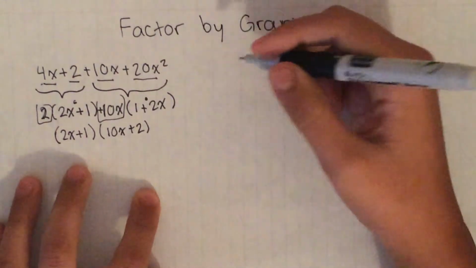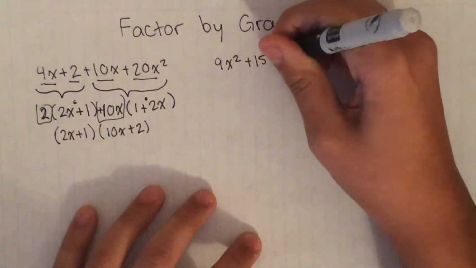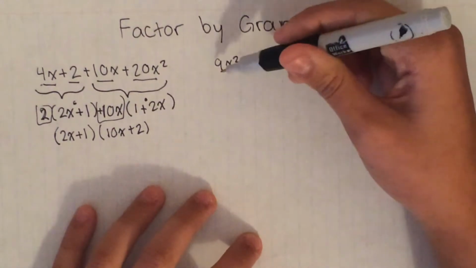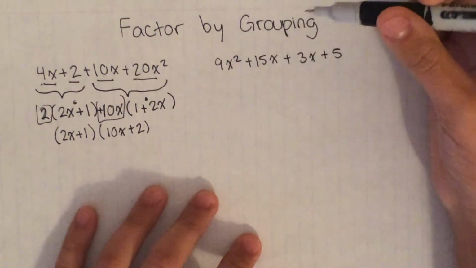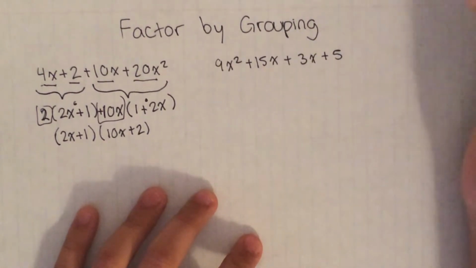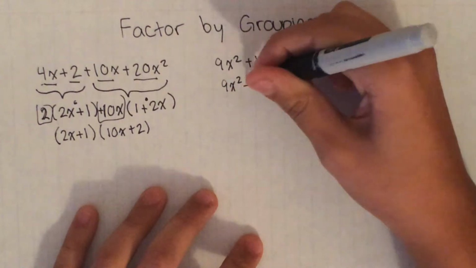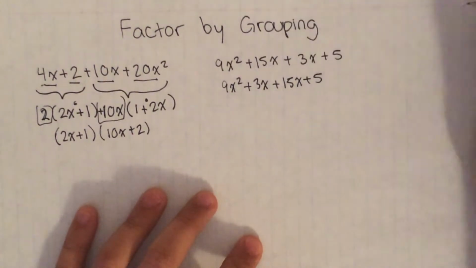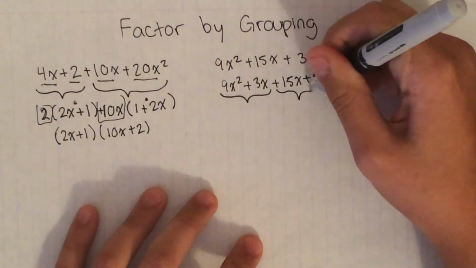Okay, let's do another example. Let's do 9x squared plus 15x plus 3x plus 5. Here, let's see what we can group together which would have something in common. 9x squared plus 15x would have something in common, which is 3, right? But 3x plus 5 won't have anything in common. So what I'm actually going to do is rearrange it to plus 3x plus 15x plus 5. Now they have something in common. So I'm going to group these two and I'm going to group these two.